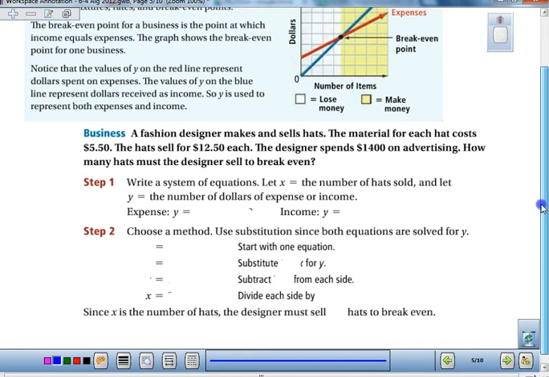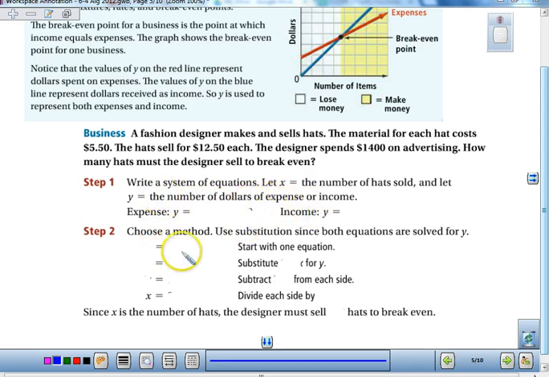And in this situation, it says a fashion designer makes and sells hats. The material for each hat costs $5.50, and the hat sells for $12.50 each. The designer spends $1,400 on advertising. How many hats must they sell to break even? Well, we want to write a system. X is the number of hats sold. Y is our dollars. It could be expense or income.